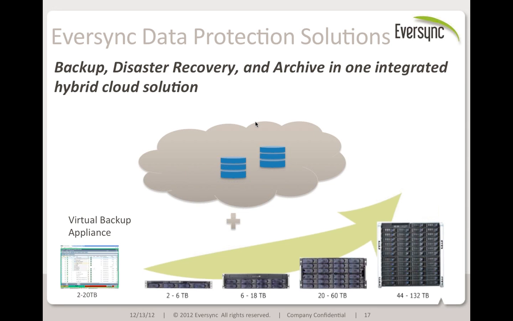Eversync has always been in the business of providing integrated solutions for backup, disaster recovery, and archive. And our on-premise solutions range from our virtual backup appliance, which can be deployed in a VMware environment on existing physical resources for up to 20 terabytes of backup. And then we have a very scalable range of physical appliances that range from 2 to 132 terabytes of storage for on-premise storage for backup. And those are all integrated with cloud services that seamlessly tier the data between the on-premise appliance and the cloud.